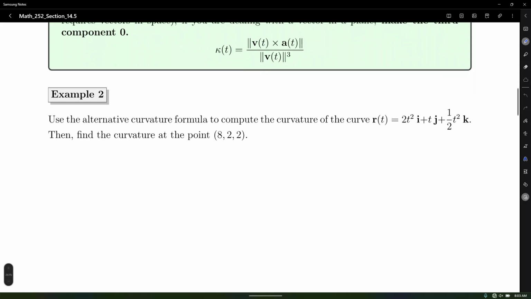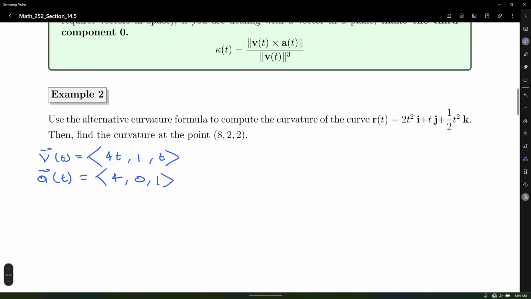Okay, so let's find the velocity vector. That is the derivative of 2t squared, that's 4t. The derivative of t, that's a 1, and the derivative of 1/2 t squared, that's just t. All right, find the acceleration vector. That equals 4, 0, and 1. So we need to find the cross product between these two vectors.